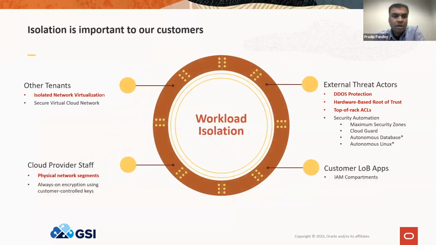Isolation is important to customers. So we provide isolated network virtualization, which has a secure virtual cloud network for cloud provider staff. There are different physical network segments. Always on encryption is used for using customer controlled keys. We provide protection from external threat actors using DDoS protection, hardware-based root of trust, top-of-rack access control list, and then security automation using maximum security zone feature, Cloud Guard.